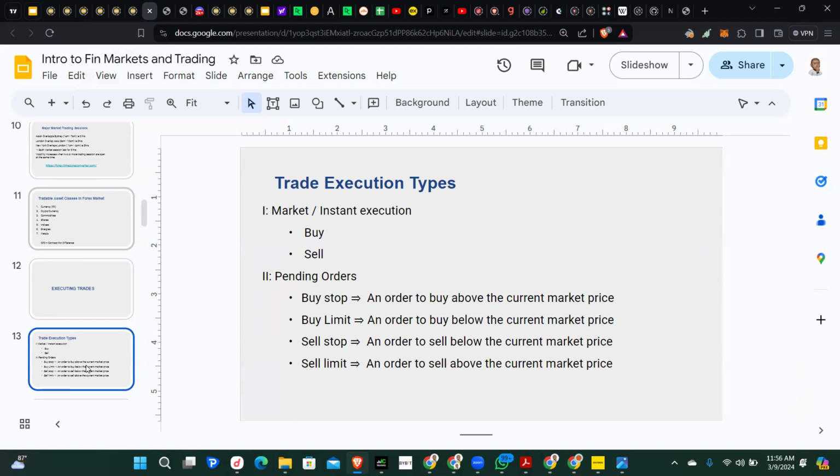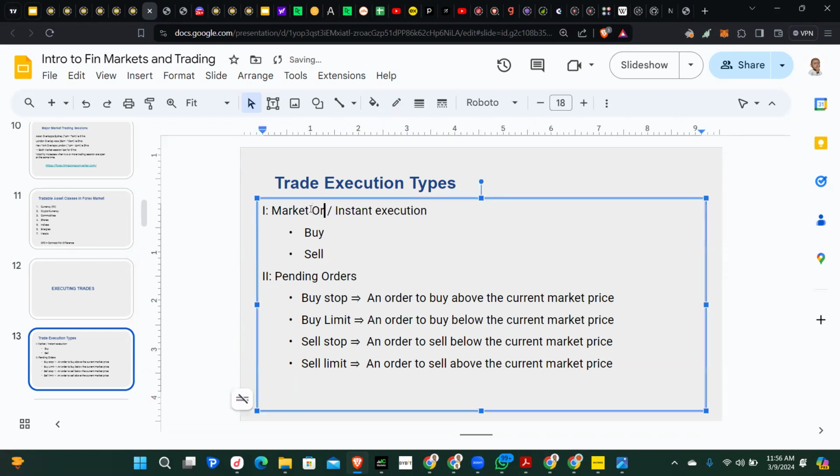Now we have two primary types of execution. Either you are making a trade or placing a new order, or you are executing a trade using what we call a market order or instant execution. So what is a market order or instant execution?